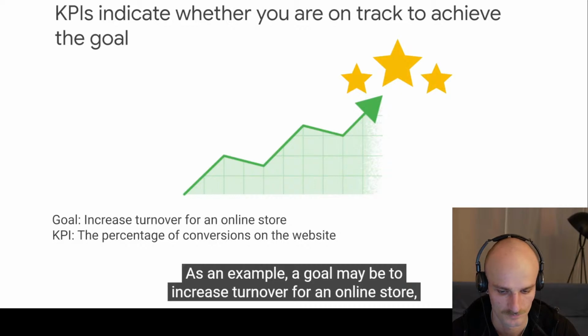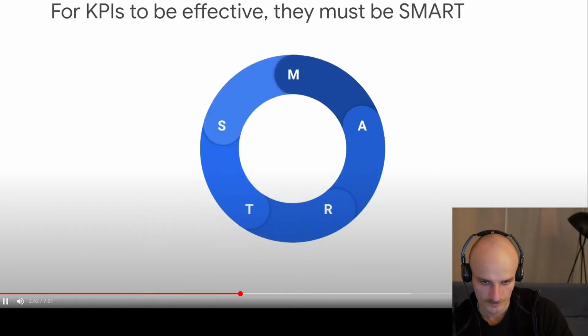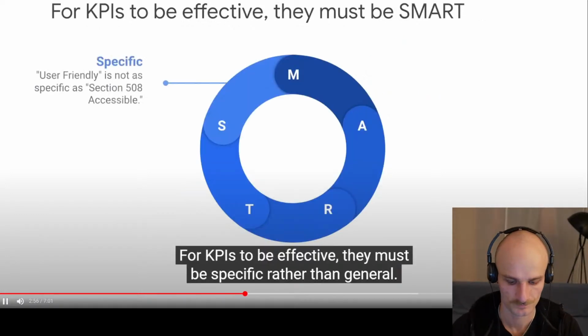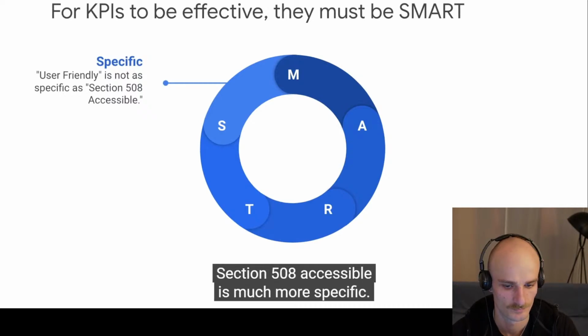As an example, a goal may be to increase turnover for an online store, and an associated KPI may be the percentage of conversions on the website. For KPIs to be effective, they must be specific rather than general. For example, user-friendly is not specific; it's very subjective. Section 508 accessible is much more specific.